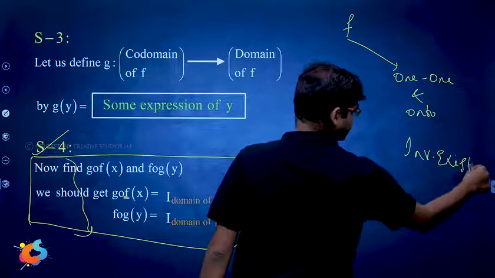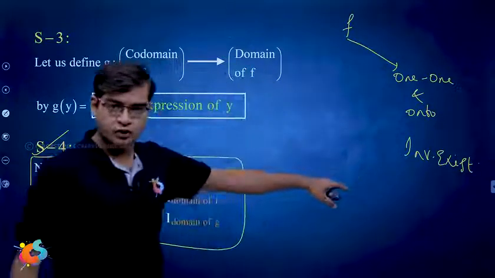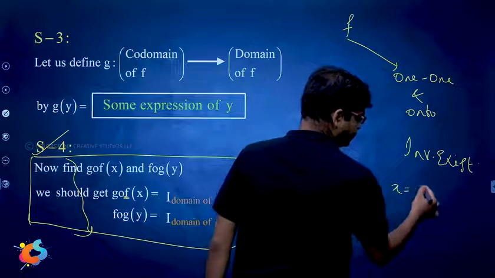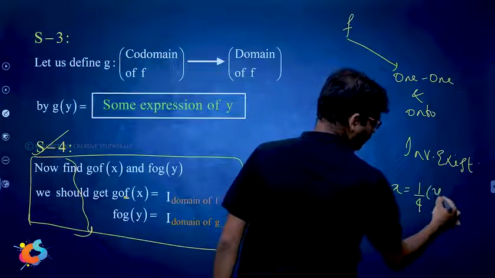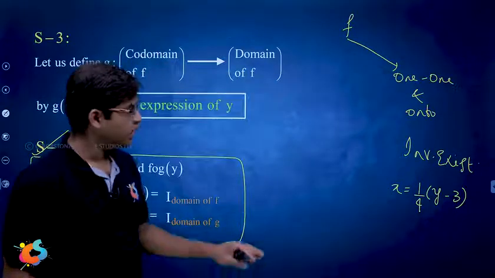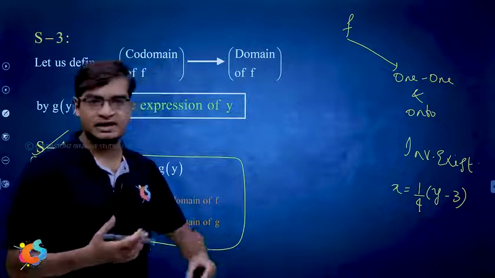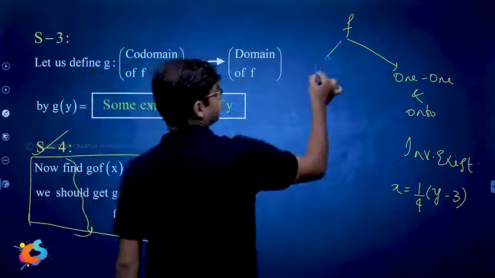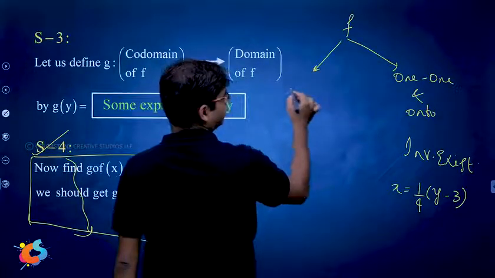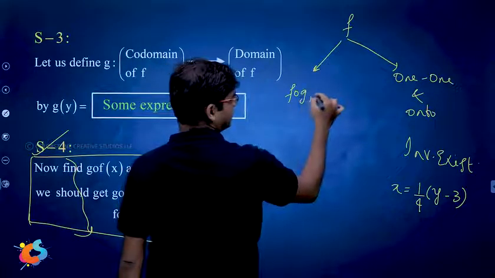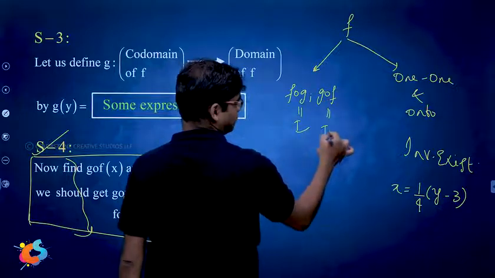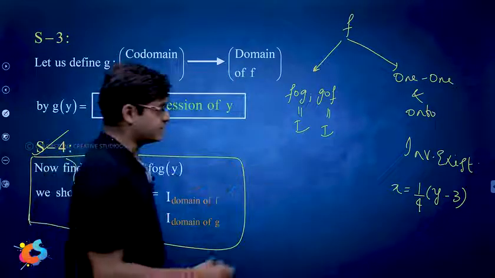If inverse exists, as I have shown you just before, getting x as a function of y, we got x is equal to 1 by 4 of y minus 3. This is the inverse function. Simple, over. You don't need to find out f circle g, g circle f and all. But for boards, you will not be checking this. Instead, you will calculate f circle g, g circle f, and see that these are identity functions. So therefore, inverse exists.